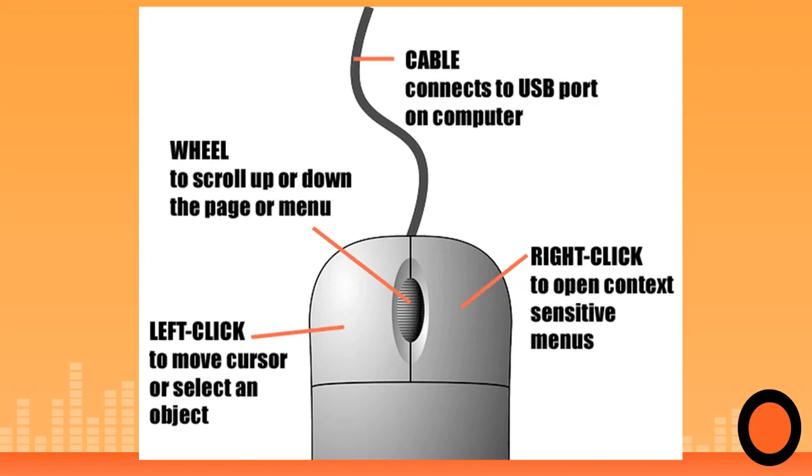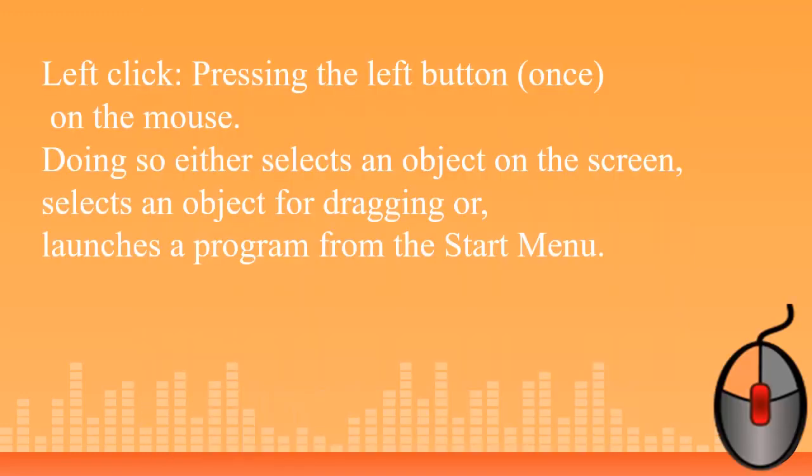You have the cable that connects it to your computer or your laptop, and you have the different buttons to help you perform different functions on the computer. So what is the left click? When we click on the button which is on the left side of the mouse, it is called a left click. Doing so either selects an object on the screen, selects an object for dragging, or launches a program from the Start menu.